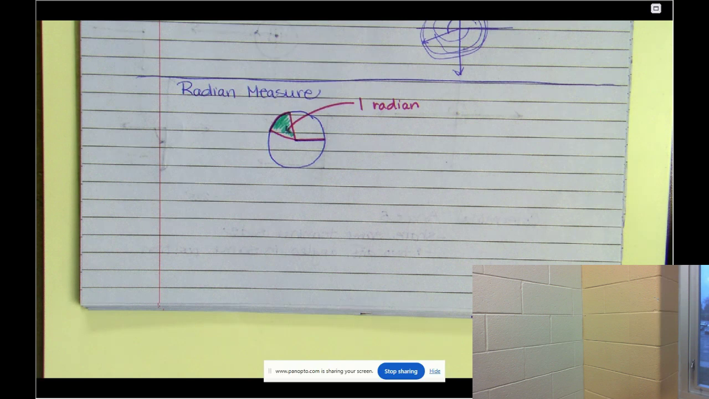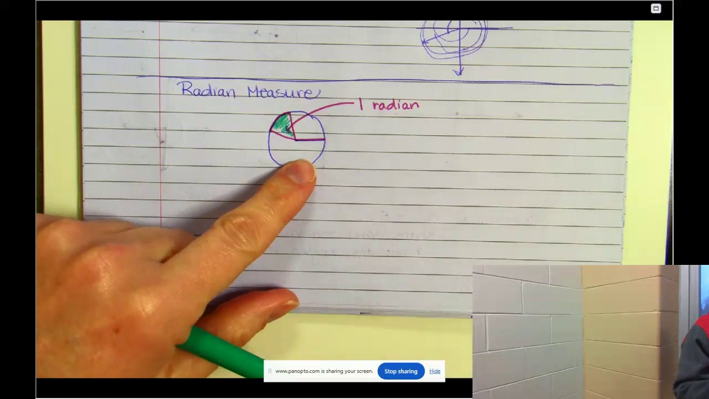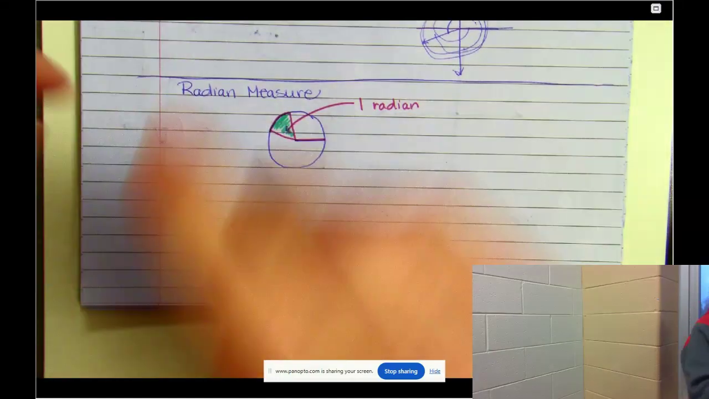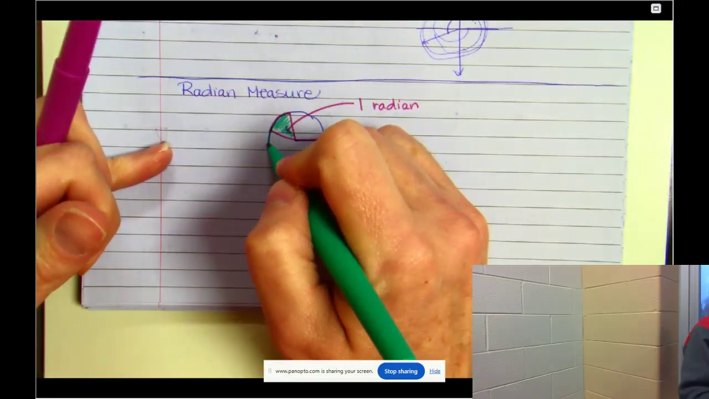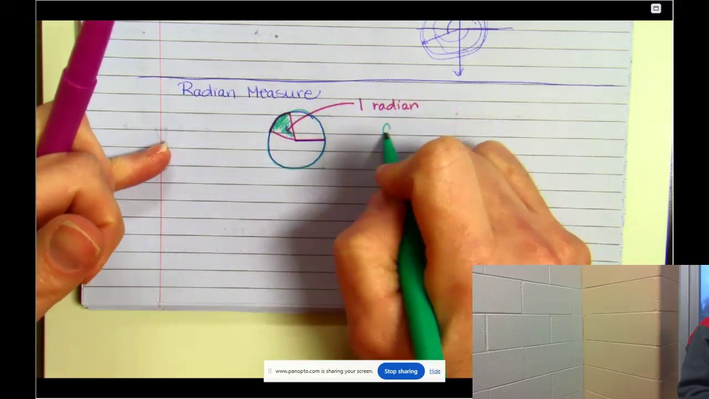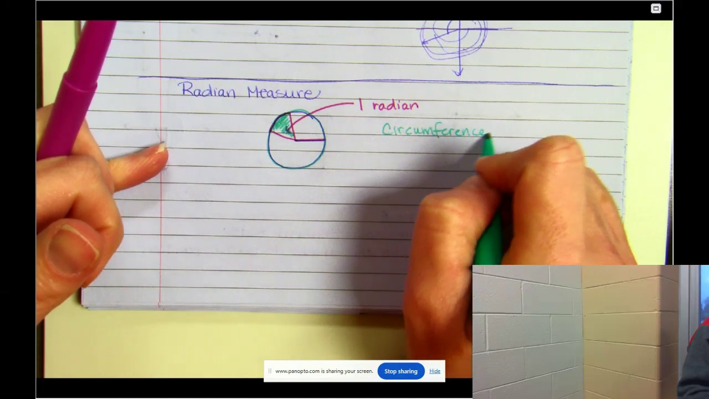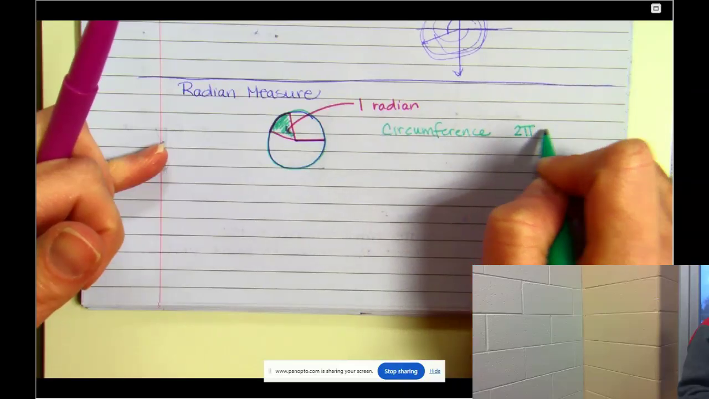10 is a little bit much. I'll take 5. 6 is the closest whole number. Okay, so I want you to think about this. That's 1 radian. When we're talking about going around the outside of the circle, what's that called? What's the formula for circumference? Is it 6.2831? It is.